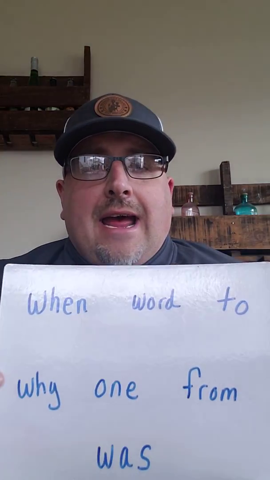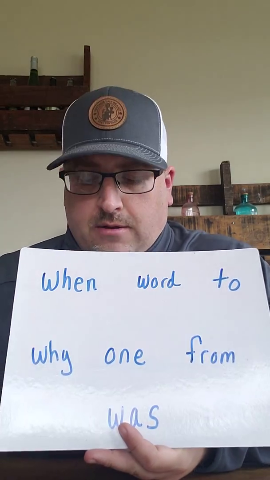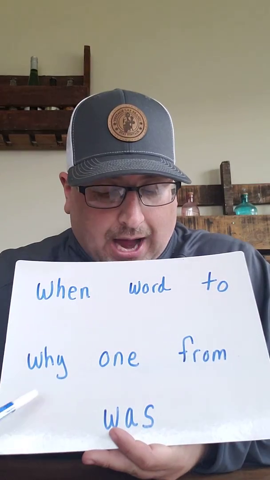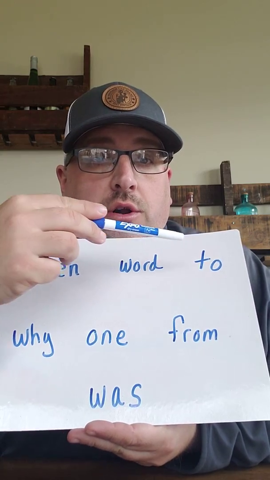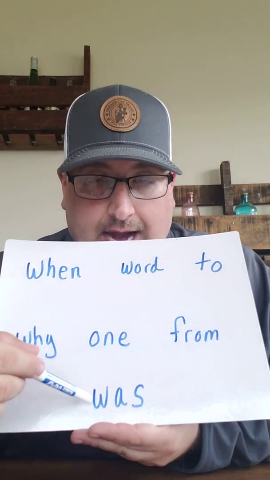But I got a job for you, all right? I got my list right here. And I have a list of our tricky words right here. All right, I'm going to read them to you. I have when, word, to, why, one, from, and was. I'll do it one more time for you. When, word, to, why, one, from, and was.